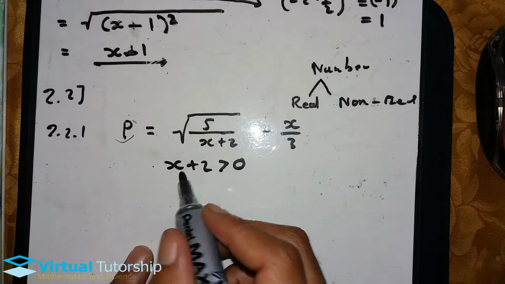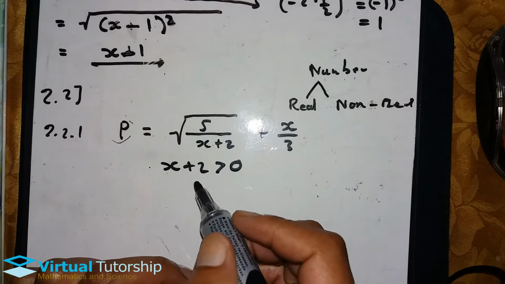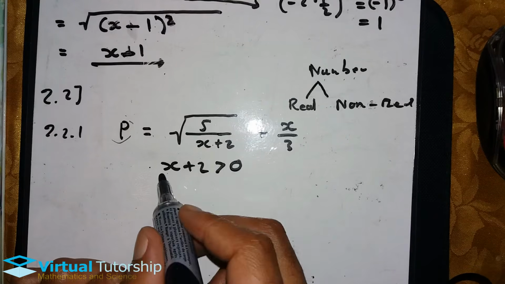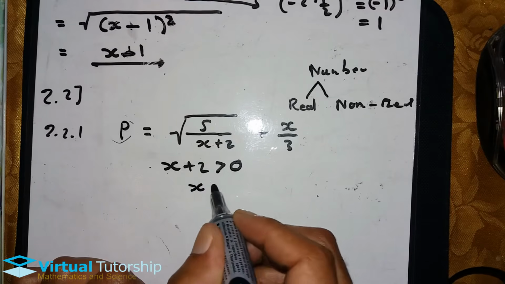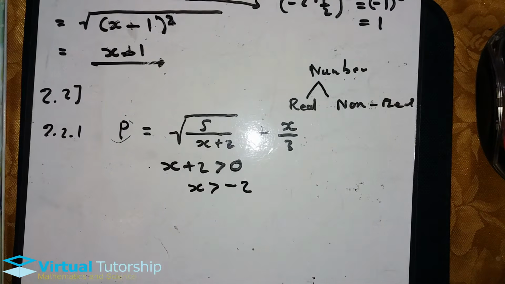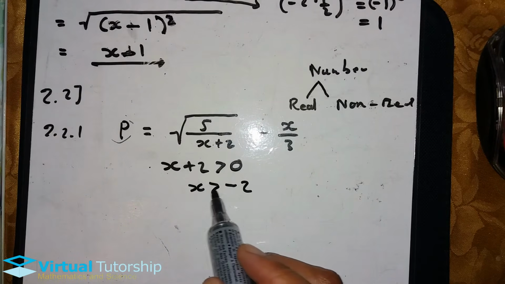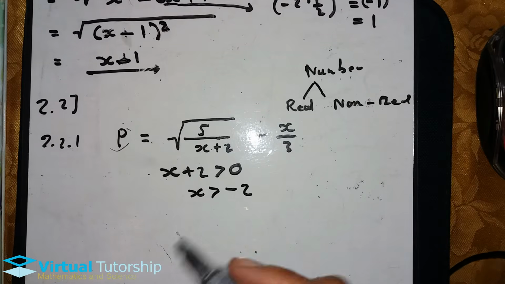So look now, let's continue here. Let's solve for x. This is an inequality, so solve for x. It's going to be x greater than negative 2. So your x must always be greater than negative 2. So that is your solution.